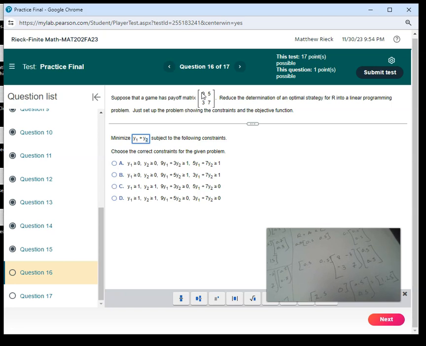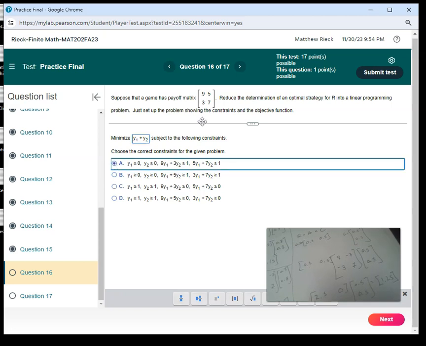All right, so then you're going to march down the columns for your row player to get your coefficients. So you have 9y1 plus 3y2 is greater than or equal to 1. Your constants are always going to be 1 for each of these, and for the minimize, it's always going to be greater than or equal to. And again, you just march down the columns. So you have 9y1 plus 3y2 is greater than or equal to 1, and then 5y1 plus 7y2 is greater than or equal to 1.